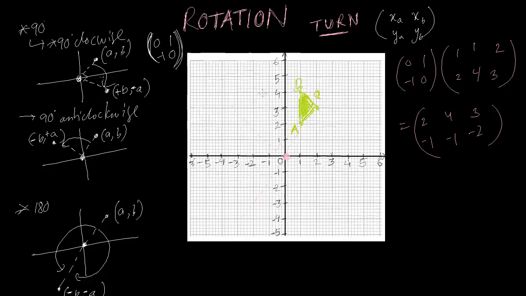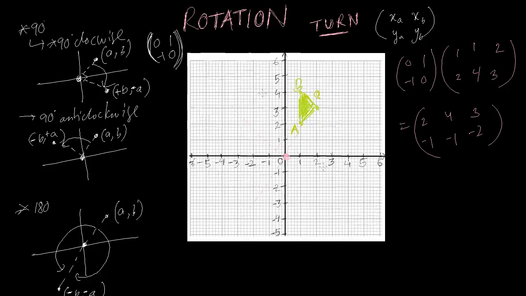If I remember this, the AB would be flipped, it would be exchanged, and the first coordinate would be positive, the second coordinate would be negative. So that's what I did here. I wrote 2, 4, 3, 2, 4, 3, and the second coordinate is all negative. So let me put this down.